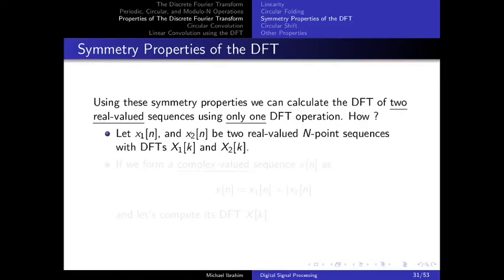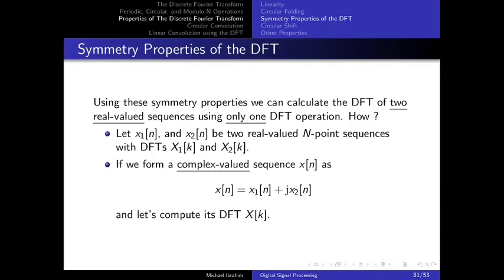How is that? Let's first define we have two sequences, x1 of n, x2 of n. Both are real valued, and the key word here is that the sequences in time are real valued. And each have the same length, which is n point sequence, and they have DFTs x1 of k and x2 of k. Let's define a new sequence x of n, which is equal to x1 of n plus j x2 of n. So we composed a new complex valued sequence. The real part of x of n is x1 of n, the first sequence, and the imaginary part of x of n is x2 of n.